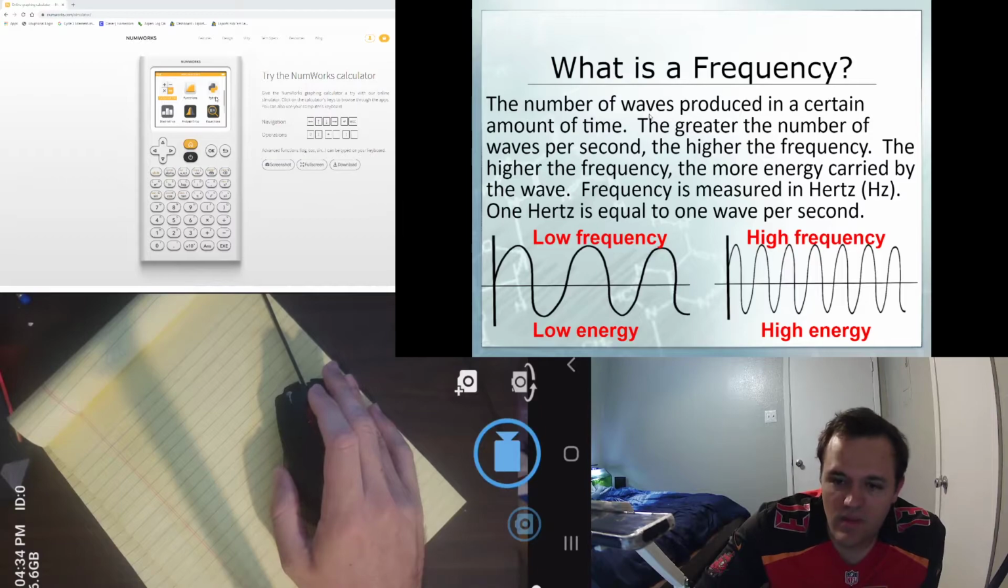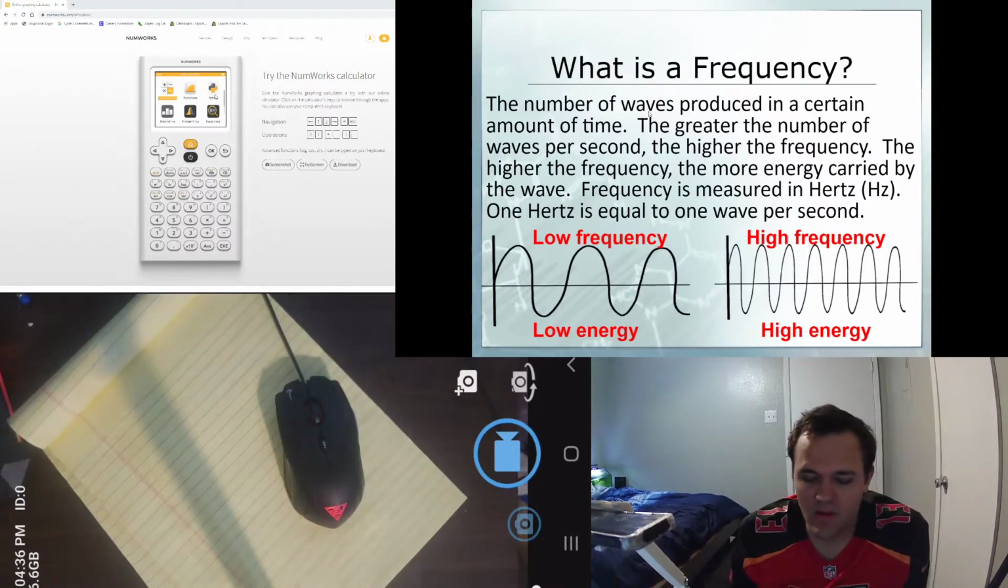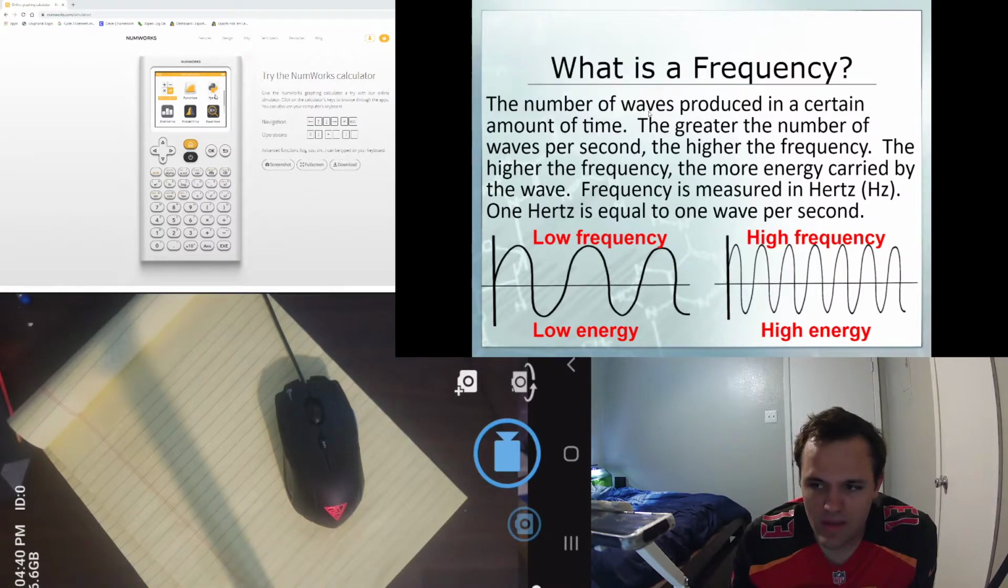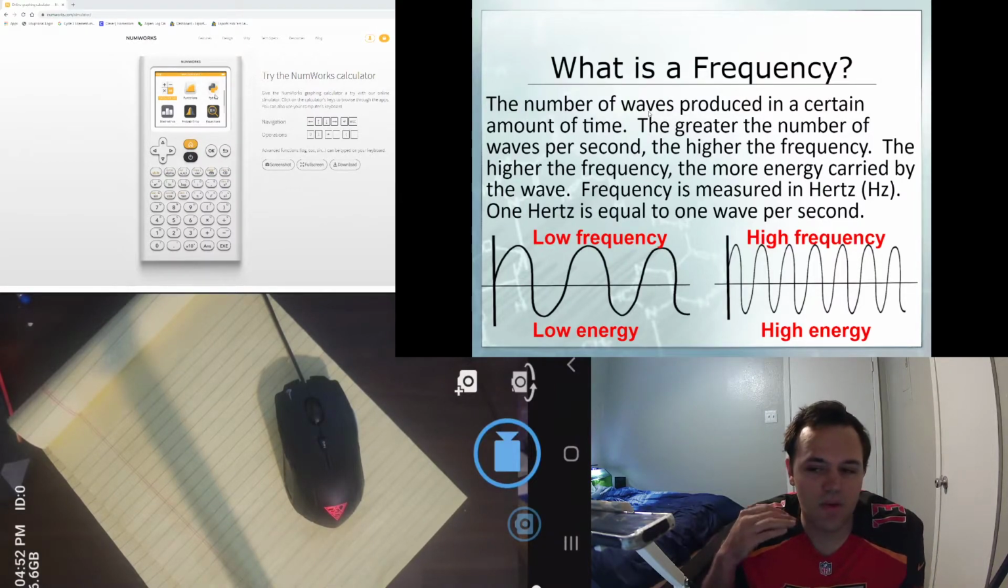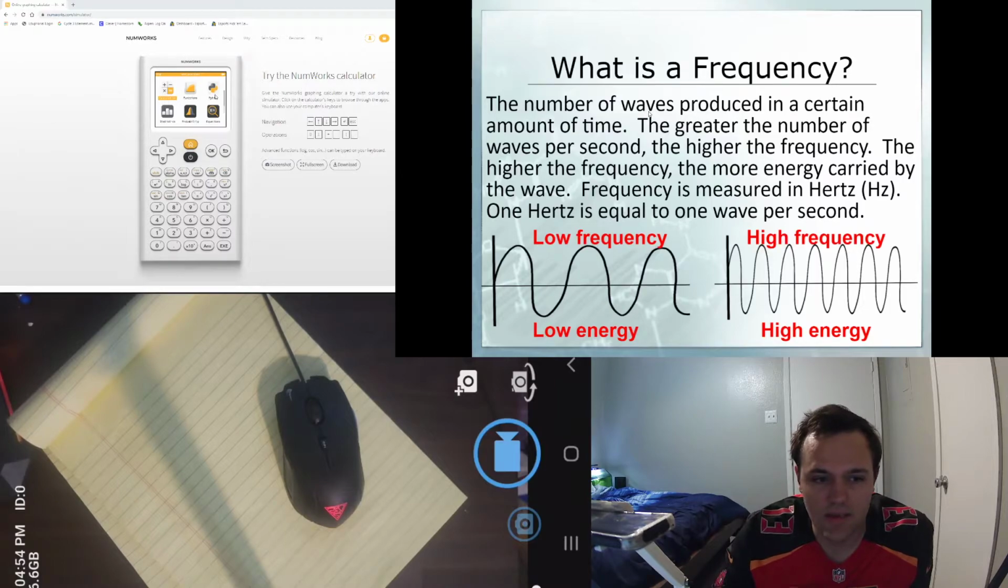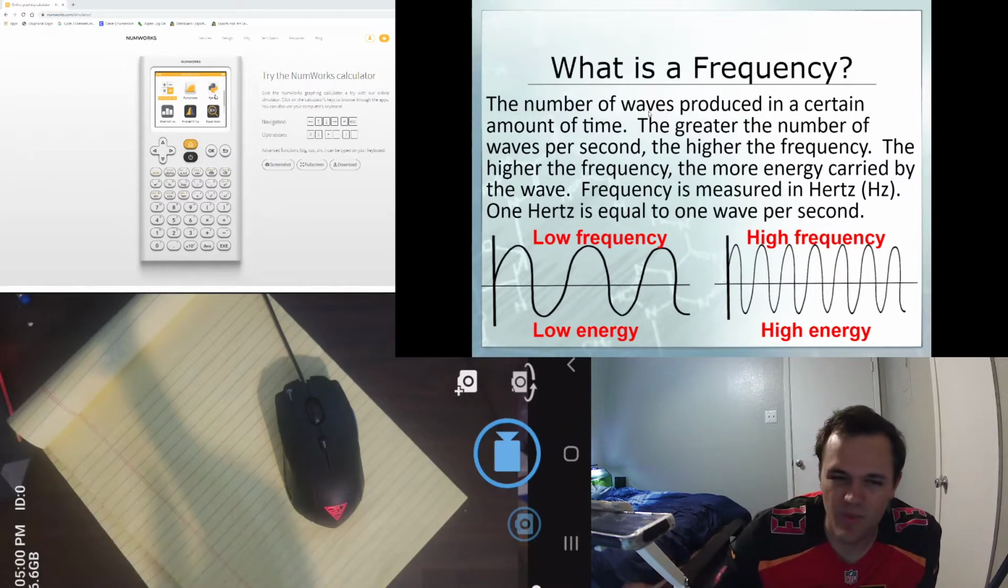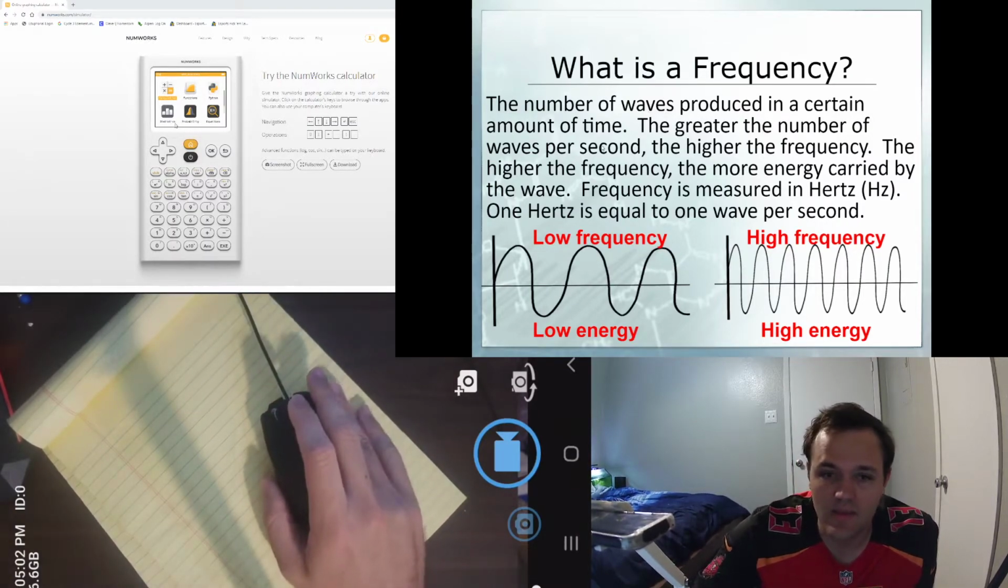All right, frequency is the number of waves produced in a certain amount of time. So the more waves per second you have, the higher your frequency. The fewer waves per second, the lower your frequency. All right, and this also has to do with how much energy the wave can carry. If you have a very high frequency wave, it's going to have more energy in each individual particle of it, and the low frequency waves have less energy. And we'll talk more about that later at the end of the PowerPoint.